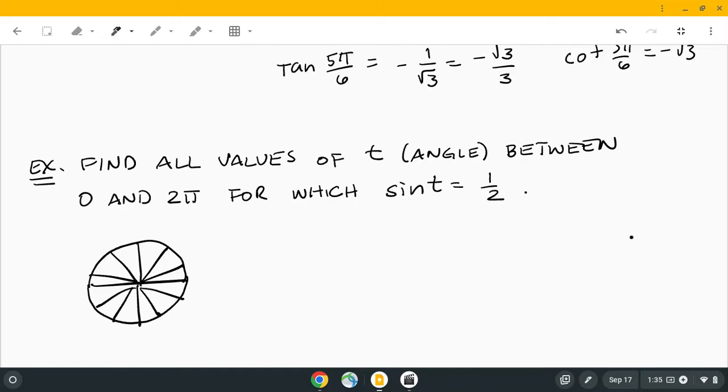Okay. So we want to know where sine is equal to positive 1/2. So that's only the upper half of the circle, right? Because sine is positive in quadrants 1 and 2. So we don't even need this part here. Okay? And so that's going to be here and here. So how many sixths is that? So this one is pi over 6. And this one is 5 pi over 6. Okay? So that would be your answer.